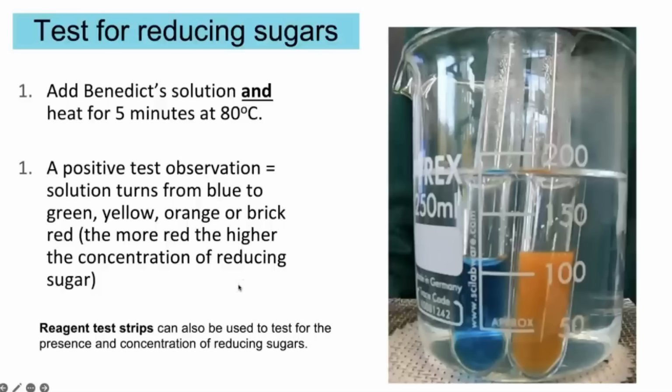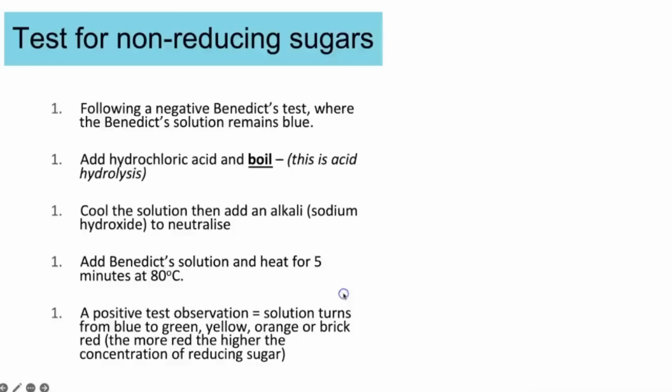To test for a reducing sugar, you need to add Benedict's solution and heat for 5 minutes at 80 degrees C, and you do need to know the duration and the temperature. A positive test observation would be that the solution goes from this blue colour to either yellow, green, orange or brick red. And the more red the solution is, the higher the concentration. You can actually also use reagent test strips, and this can be used to test for the presence and concentration as well of reducing sugars.